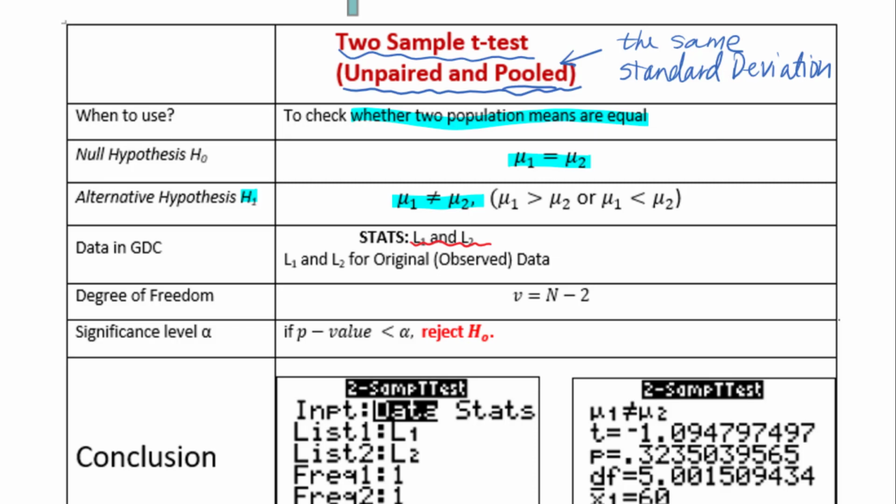Degree of freedom. We know for one set of data, the degree of freedom is the size of a sample minus 1. Since we have two sets of data, therefore, the degree of freedom equals n minus 2. This n means the total size of the data. n equals n1 plus n2. n1 and n2 are the size of the two sets of data.